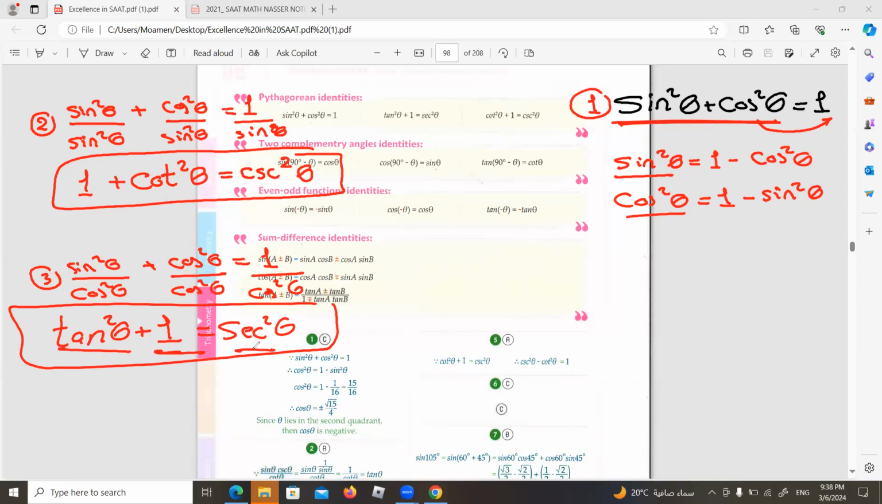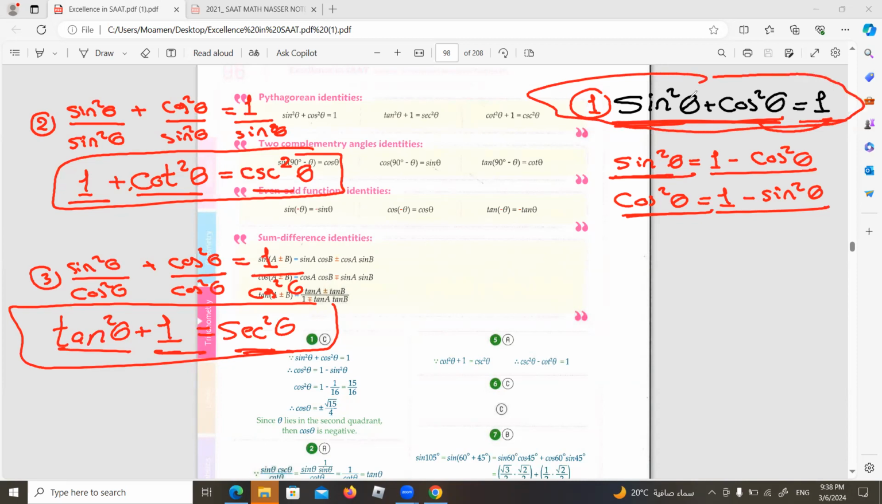Tan squared plus 1 equals sec squared. Cotan squared plus 1 equals cosec squared. Sine squared equals 1 minus cosine squared. Cosine squared equals 1 minus sine squared. Sine squared plus cosine squared equals 1. Okay, I get 4 rules from the Pythagorean identity: 1, 2, 3, 4.